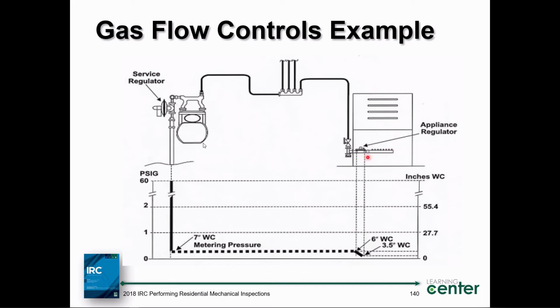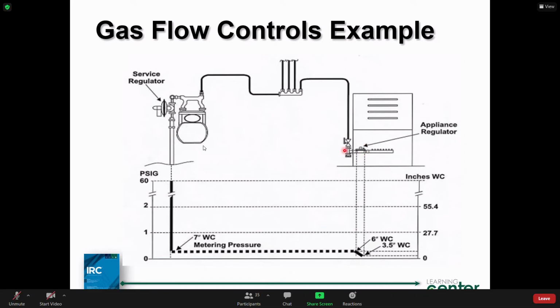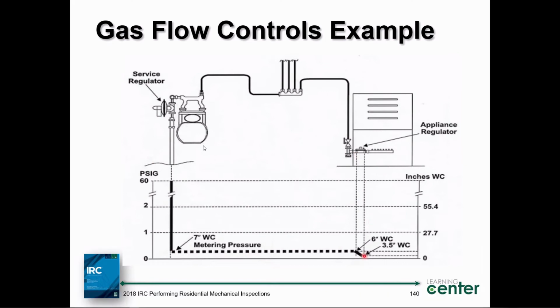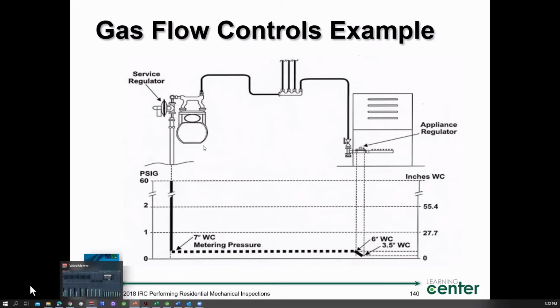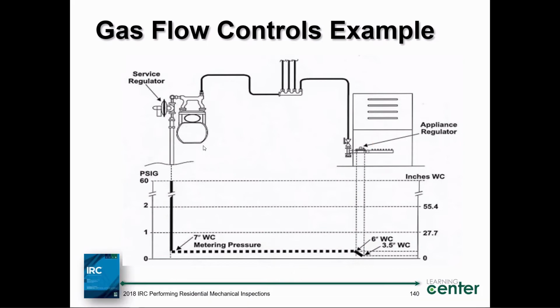So this is where we have the appliance regulator. Sometimes this is incorporated with the gas valve, where we take in the gas and we reduce it down to 3.5 inches water column. That's acceptable pressure now to bring into our manifold and combustion and burners as an assembly. You see how this works? That's a low pressure system.